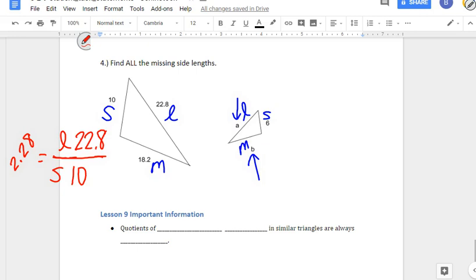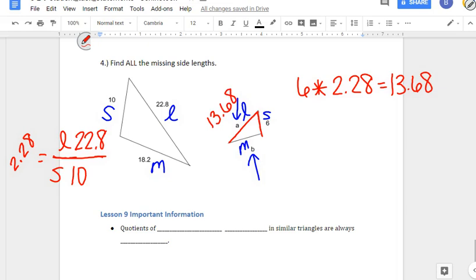So I know the short side length over here is 6. I need the long side length. So it has to be bigger than 6. So I know that I have to multiply using that common ratio. 6 times 2.28, I get 13.68. And guys, getting decimals, as long as they terminate and they're nice decimals, that's okay.